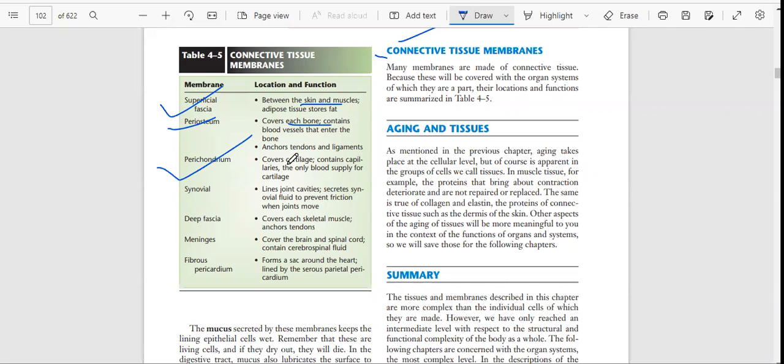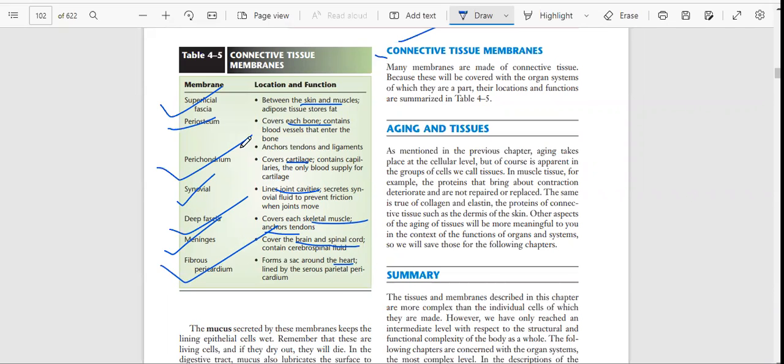Perichondrium, it will cover the cartilage. Synovial, it will cover the joints. Deep fascia, it will cover the skeletal muscle and tendons. Meninges, it will cover the brain and spinal cord and have cerebrospinal fluid. Fibrous pericardium covers the heart.